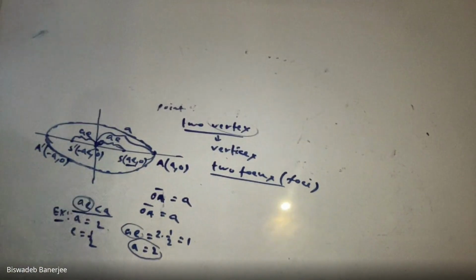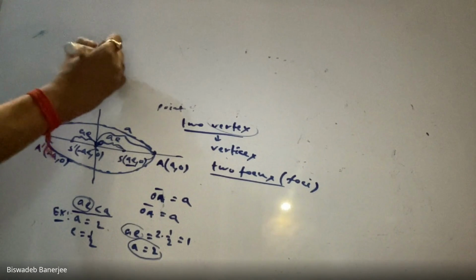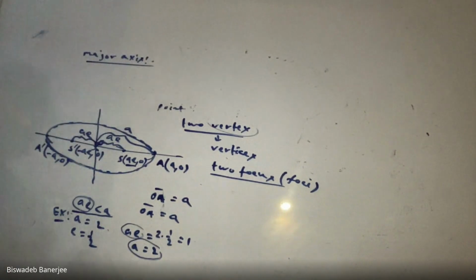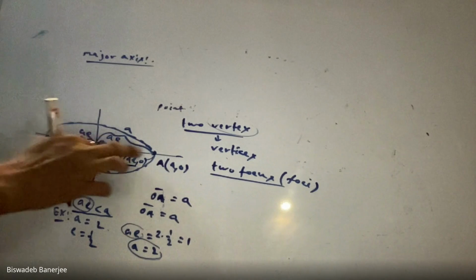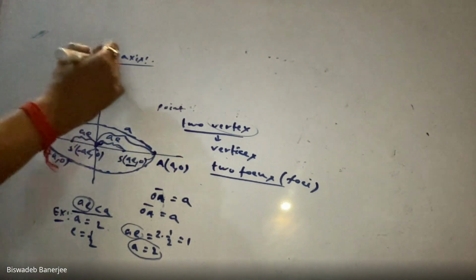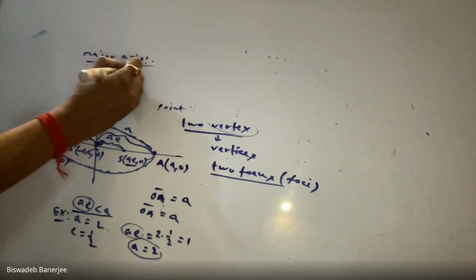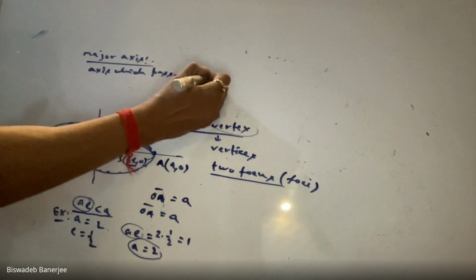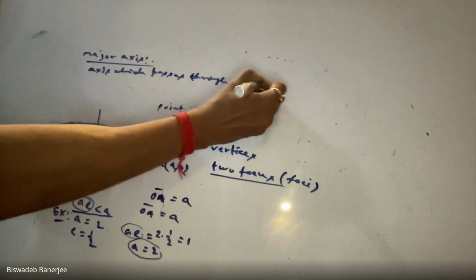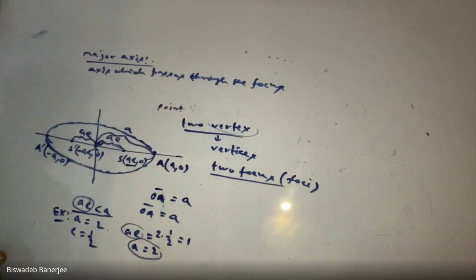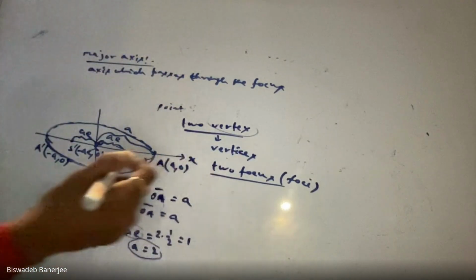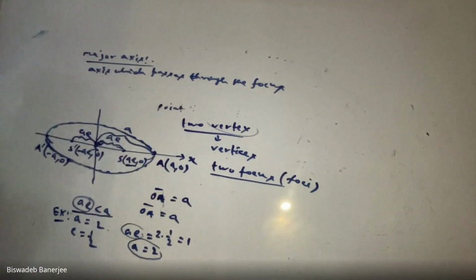So there is a brief introduction. Major axis. What is major axis? Major axis is the axis which passes through the focus. See that this axis, suppose it is my x-axis. Here, see that is my A dash.